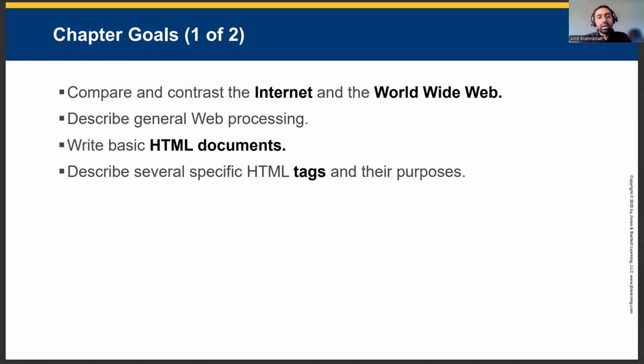This section outlines our goals. First, we compare the internet, the global network of networks, to the web, which is an information system that runs on top of it. We'll review how the web processes requests and responses. We'll also learn how to create basic HTML files and understand the purpose of major HTML tags. Together, these skills give you the foundation to build simple yet functional web pages.